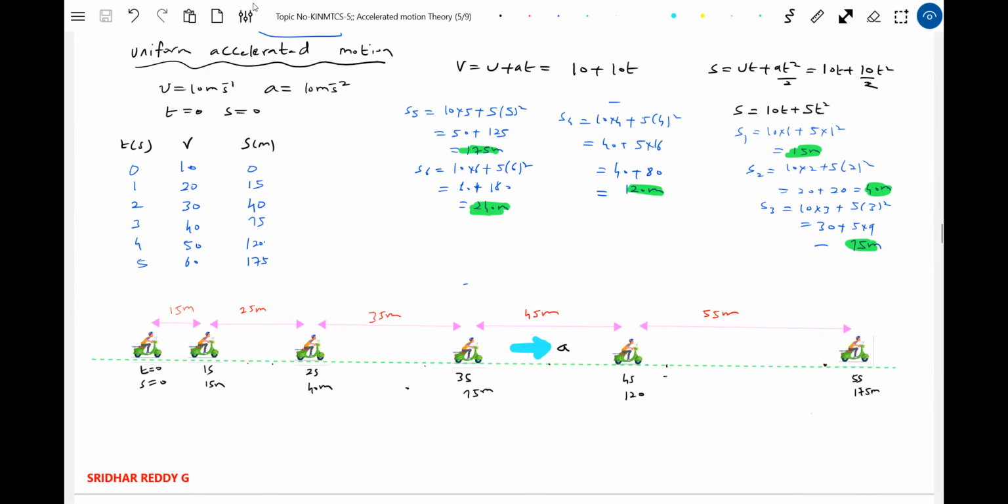Okay, you can see this data here. First 1 second, 50 meter, next 1 second, 25, next 1 second, 35, next 1 second. So shall we put it like this? Distance covered increases in equal intervals of time. That's the one statement. Then, equal change in velocity is produced in equal intervals of time.